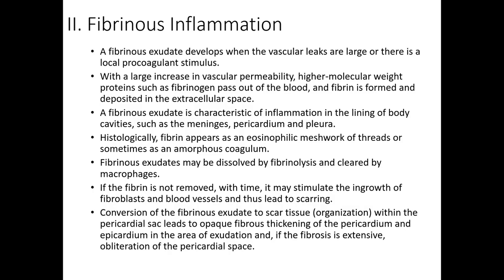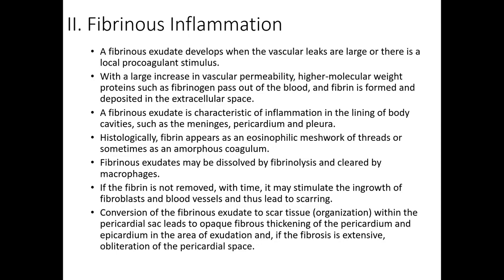Fibrinous inflammation. Fibrinous exudate develops when the vascular leaks are large or there is a local procoagulant stimulus, with a large increase in vascular permeability. So the higher molecular weight proteins such as fibrinogen will pass out of the blood, and fibrin is formed and deposited in the extracellular space. The fibrinous exudate is characteristic of inflammation in the lining of body cavities such as meninges, pericardium, and pleura. Histologically, fibrin appears as an eosinophilic meshwork of threads, or sometimes as an amorphous coagulum.